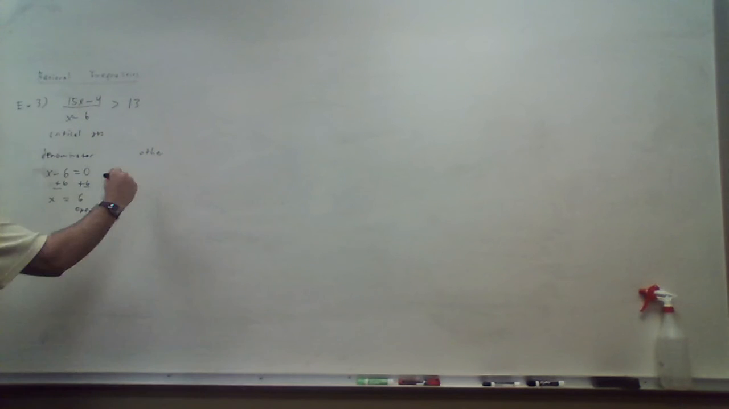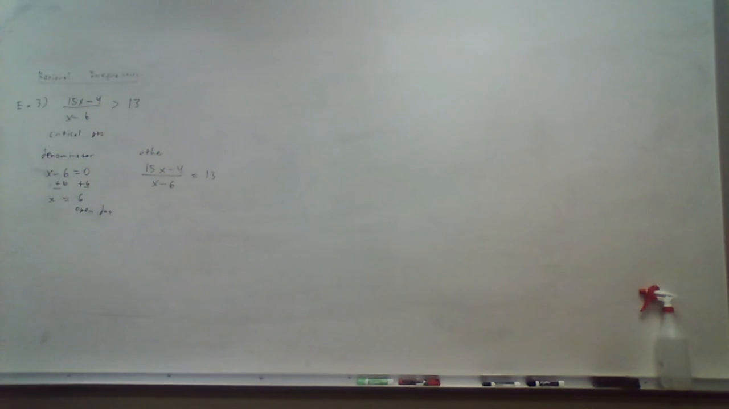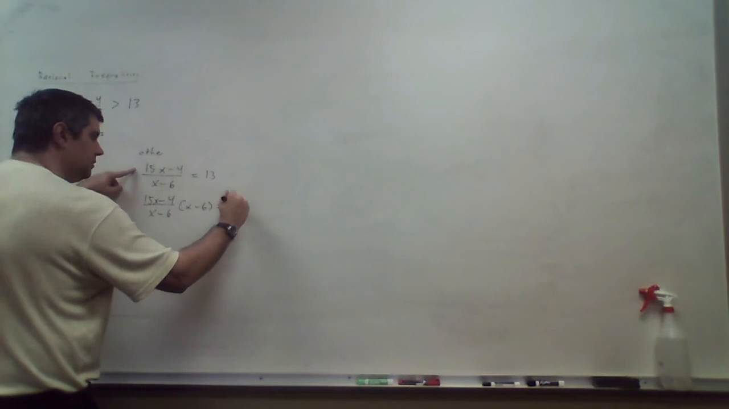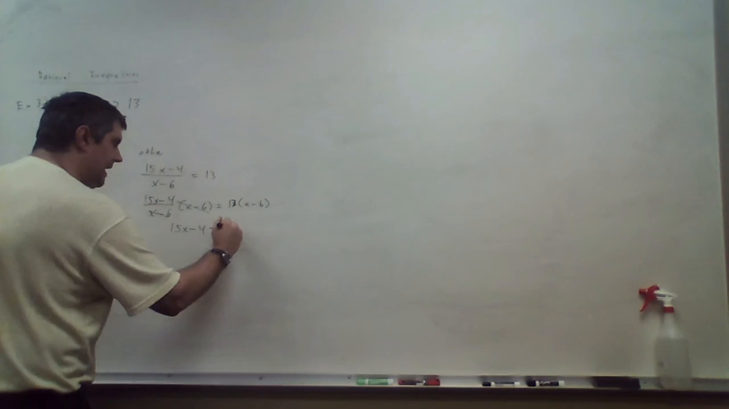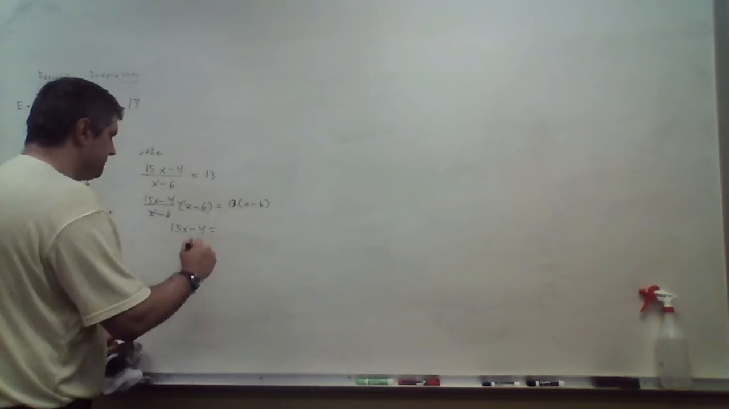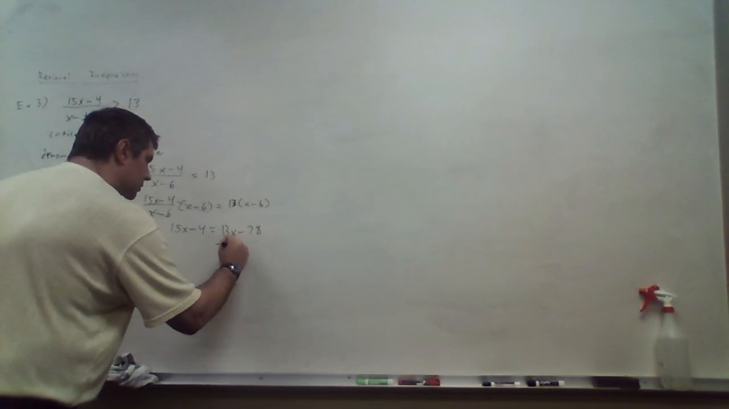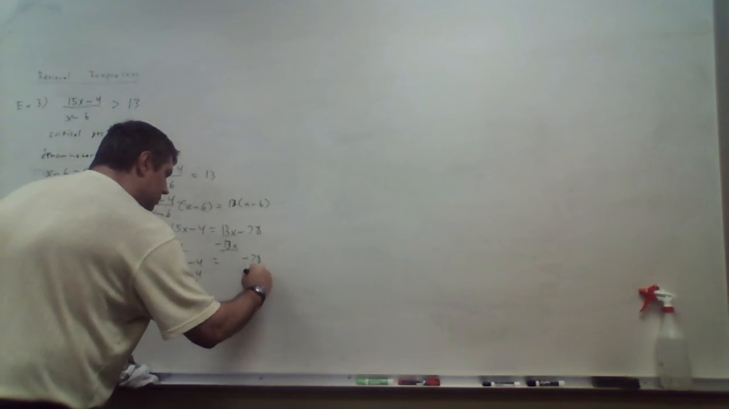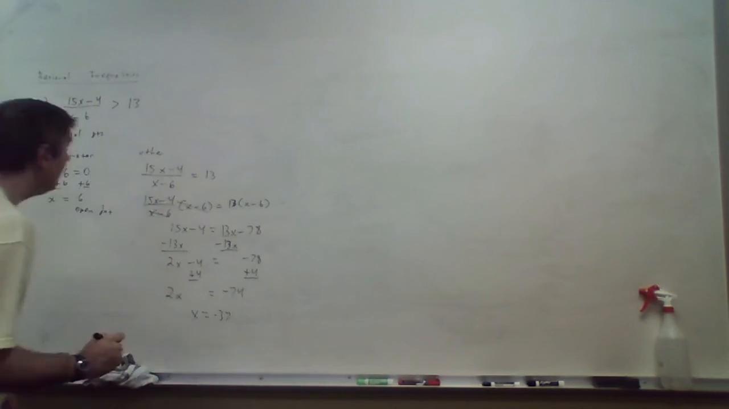Okay, the other is going to be found by doing 15x minus 4 over x minus 6 equals 13. We'll clear the fractions by multiplying by the LCD, which is x minus 6. Cancel, cancel. 15x minus 4 equals 13x minus 78. Got x's on both sides, so I'll get rid of this one. 2x minus 4 equals negative 78. Add your 4. 2x equals negative 74. Divide off the 2, x equals negative 37. And that's going to be an open dot as well.